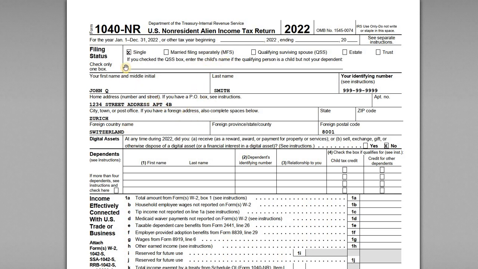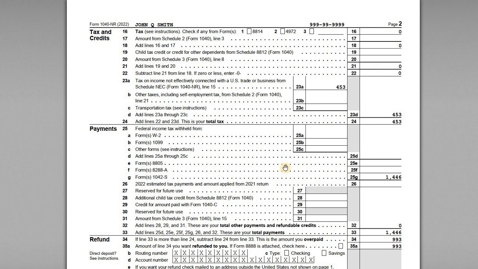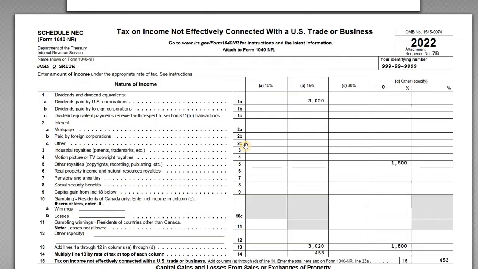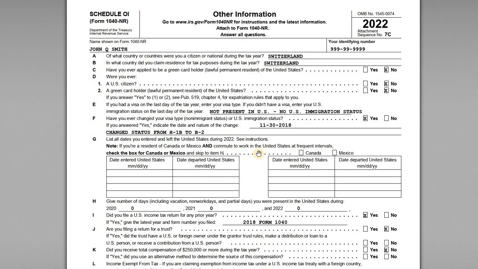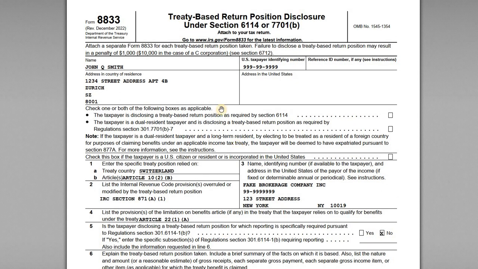So I do have a complete 1040-NR, which we'll need. It contains the first two pages that you would see all the time with every 1040-NR. It also includes a Schedule NEC. We also have Schedule OI, which needs to be included, and then we have the 8833 treaty positions included as well, and there's going to be two of these.